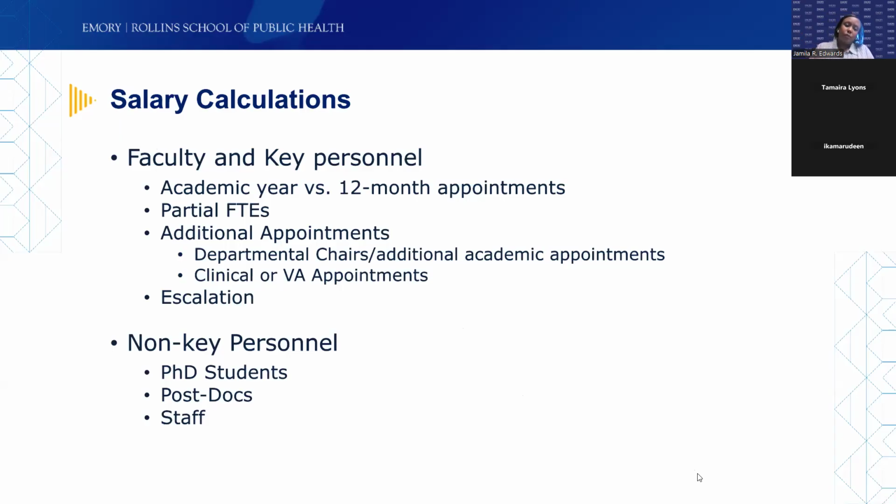If somebody has a salary that is, let's say, $180,000, and they're going to get 10% effort on the grant, it would be $18,000, plus whatever our fringe rate is at that time for their effort.